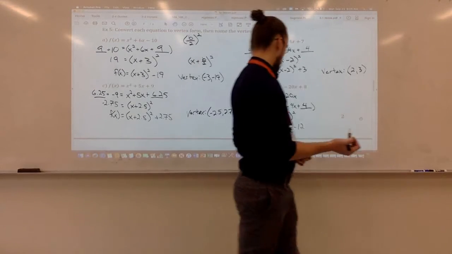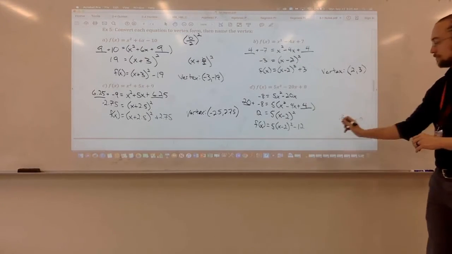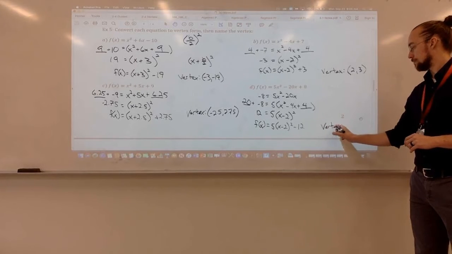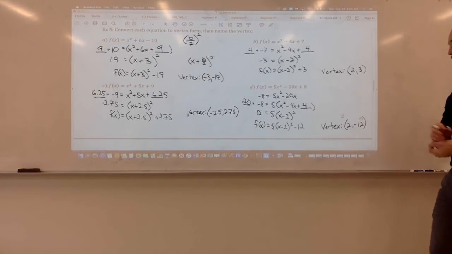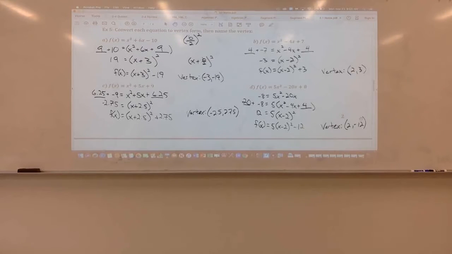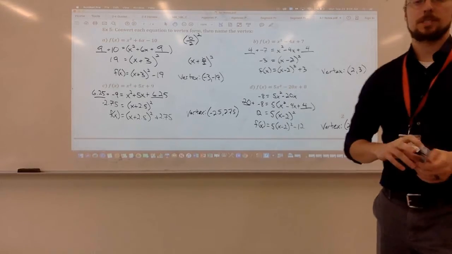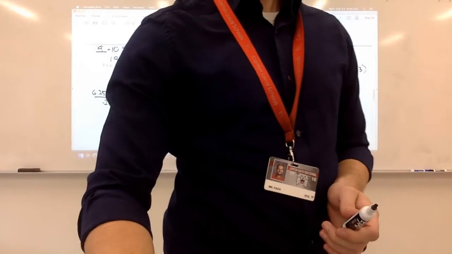So what's my vertex? Negative 12. Questions on completing the square? All right, then let's flip over here.